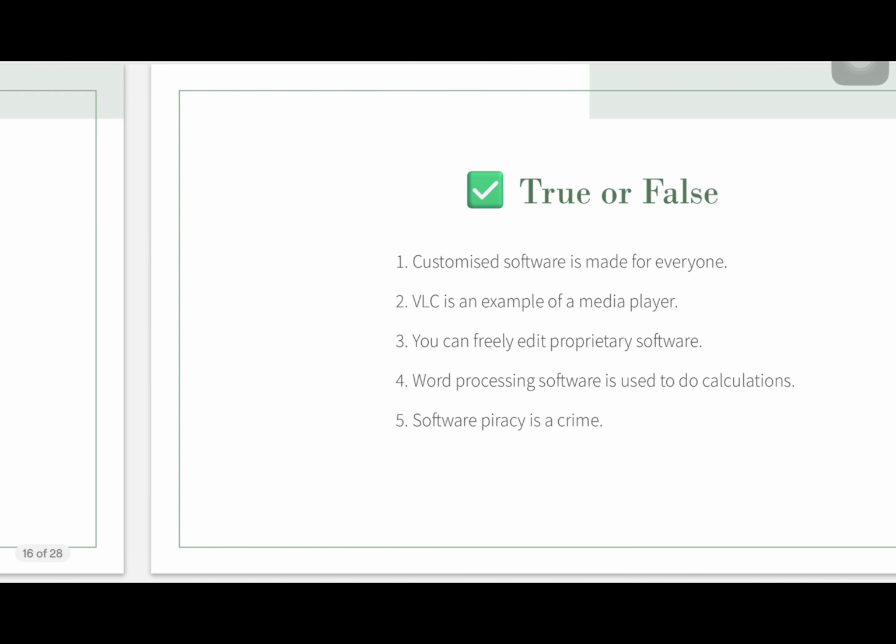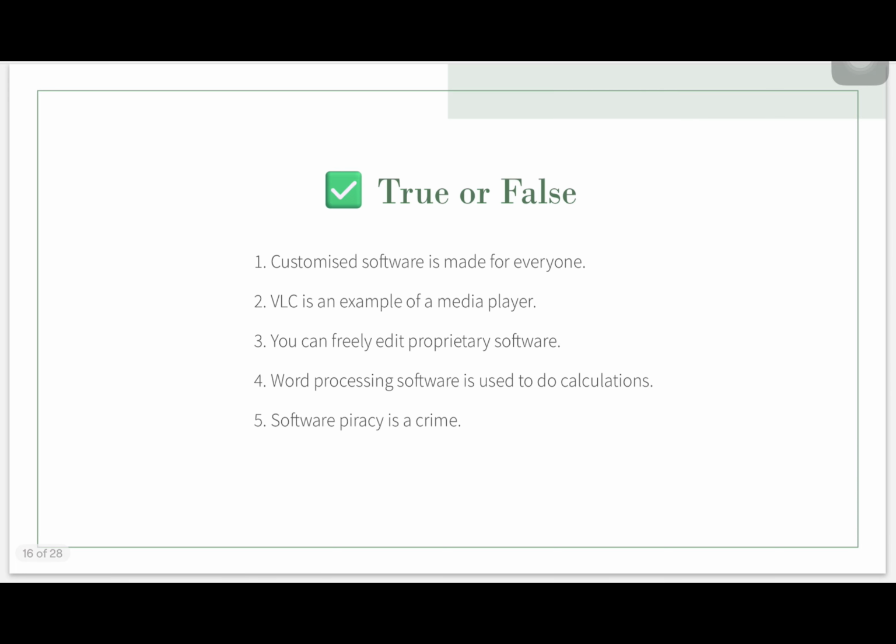Correct. Now next, true and false. Try to answer on your own. You can pause the video and answer. Customized software is made for everyone. True or false? No, false. Customized software is made for one company or a person, right? VLC is an example of a media player. True or false? Yes, true. It is an example of a media player.